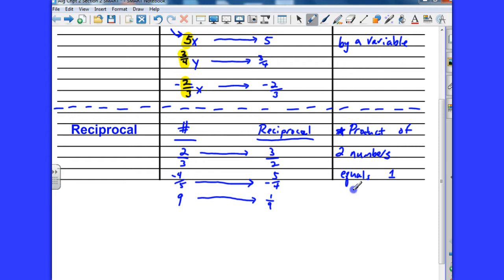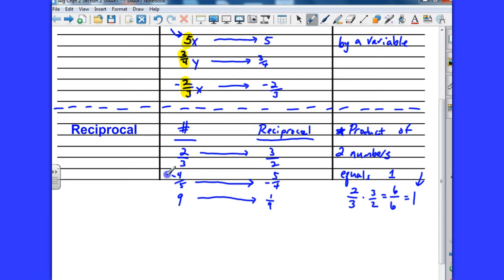Well, let's just take the first one I did there to show you what I'm talking about here. If I take 2/3, which was here, and the reciprocal and multiply them together, well, these two numbers are reciprocals. Watch what happens when I multiply. 2 times 3 is 6. 3 times 2 is 6. 6 over 6 is positive 1. That happens every time. It has to end up being positive 1.